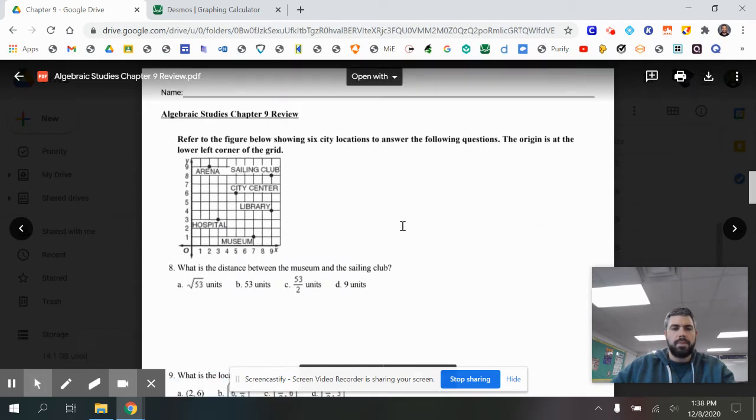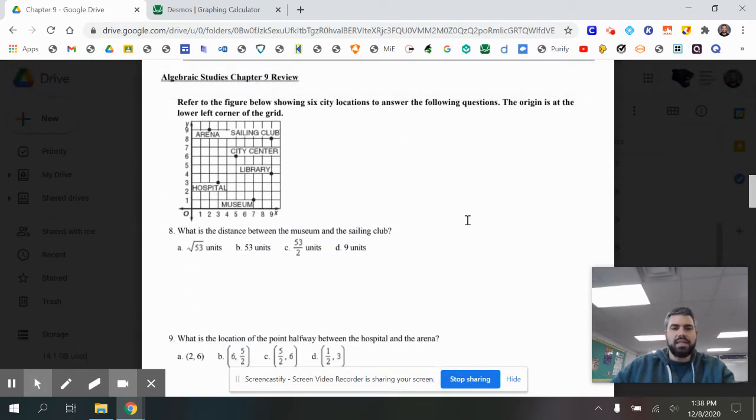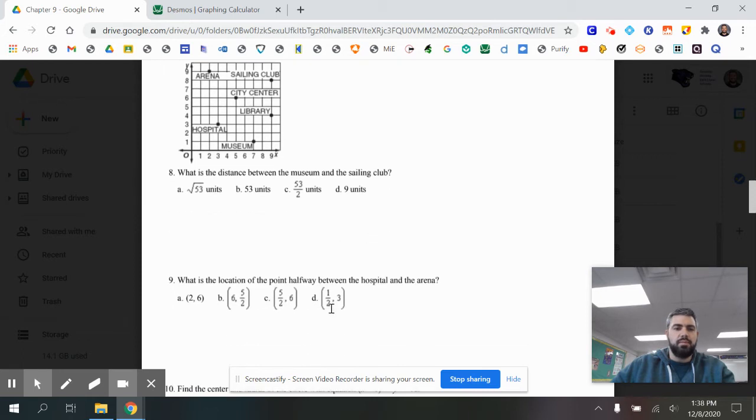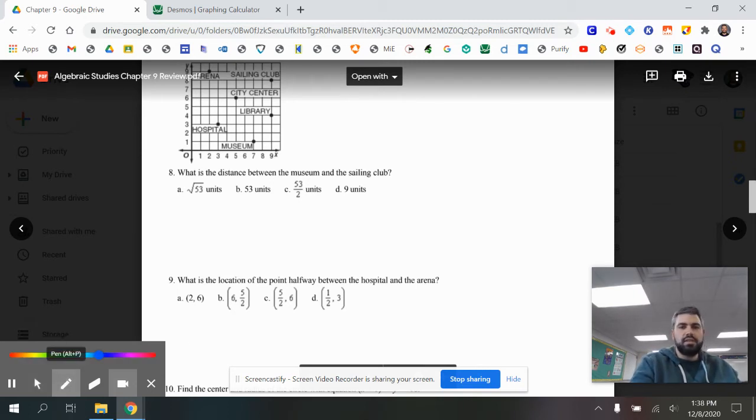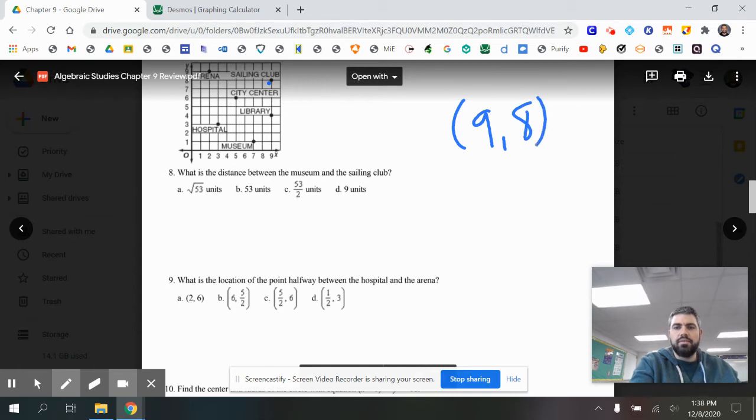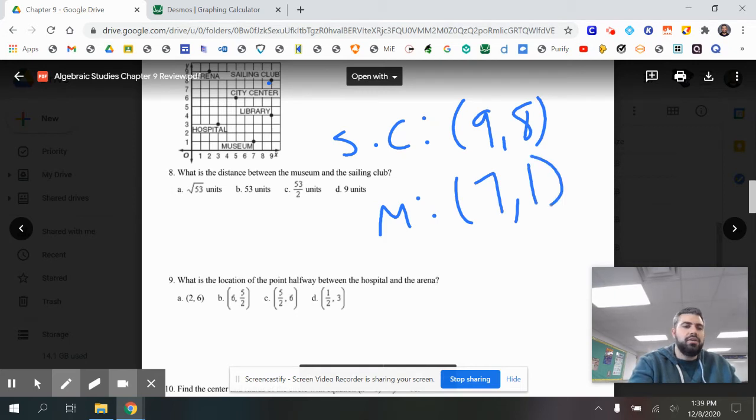Okay. Now, number 8 and number 9 have to do with this graph right here. It says, what is the distance from the museum to the sailing club? Okay, so the sailing club is at the point 9, 8. That's the sailing club, and I'll label it as such. And the museum is at the point 7, 1.